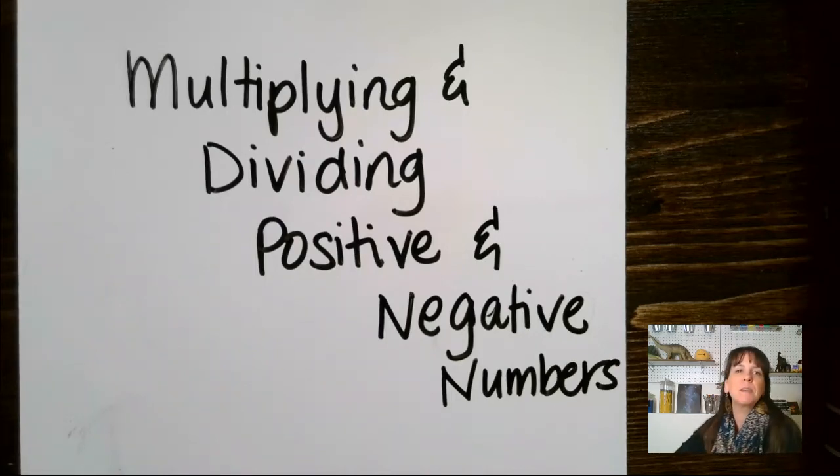All right, friends, today we're going to be talking about multiplying and dividing positive and negative numbers. Remember, positive and negative numbers are called integers when we're talking about real numbers. All right, grab your notebooks. You're going to want to take these notes.